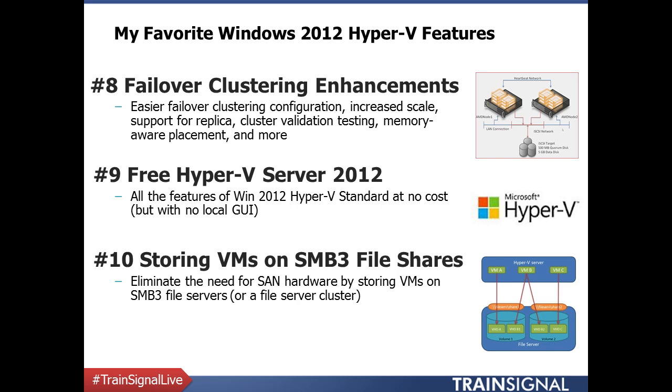And then number 10 is storing virtual machines on SMB3 file shares. So you no longer need shared storage to take advantage of some of these advanced features we talked about. So you could use a dedicated Windows file server with SMB3, or you could create a file server cluster with a couple Windows file servers, in a cluster configuration, and store all your virtual machines on those. So no need to buy some dedicated hardware. Those are my top 10 features of Windows Server 2012.